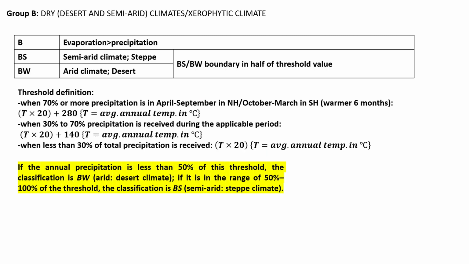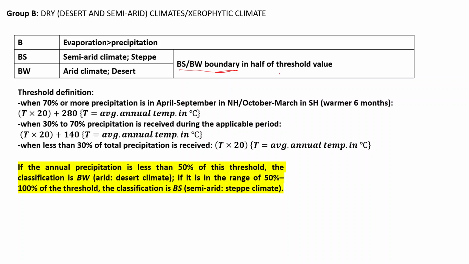Okay, the next group is group B, which is dry desert and semi-arid climate or xerophytic climate. Here the evaporation has to be higher than precipitation. In case of B, the evaporation has to be higher than precipitation. It has two types of subgroups: BS, which is semi-arid climate or steppe, and BW, which is completely arid climate, or a desert. The BS to BW boundary: where will this boundary be located, how do we calculate that?